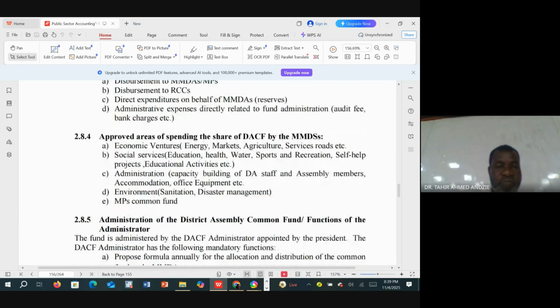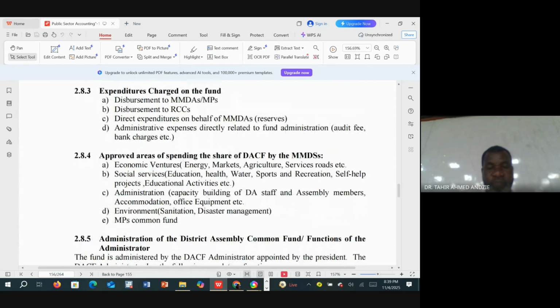Then we have areas of spending the share of the common fund. Like I said, if you look at the purpose, the areas where the money is supposed to be spent are also given. So economic ventures, for example, energy, markets, agriculture, services, and roads. If the assembly wants to enter into any economic ventures in terms of energy, markets, agriculture, you can do that. Then social services like education, health, water support, and recreation, self-help projects, educational activities.